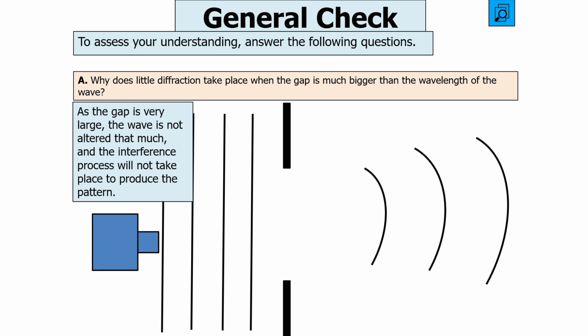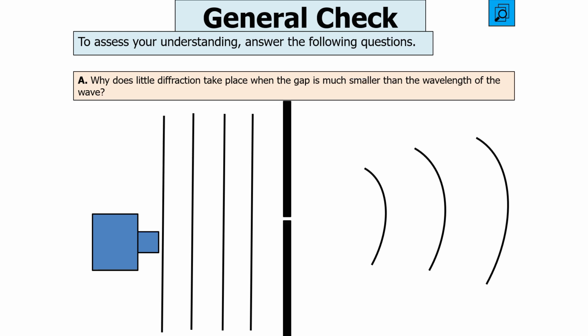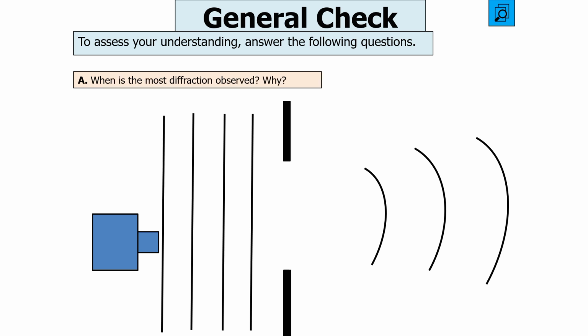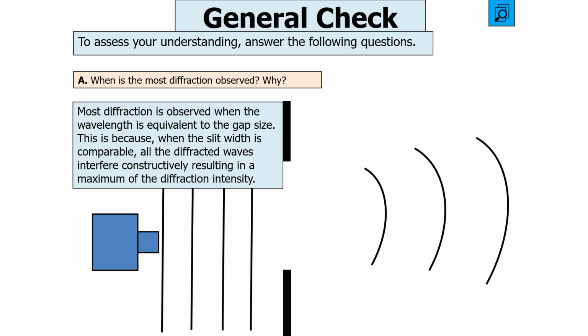The next question says, why does little diffraction take place when the gap is much smaller than the wavelength of the wave? So pause the video now, then unpause the video when you want to go through your answer. Well, as the gap is very small, most of the wave will be absorbed by the wall, and then not enough of the wave will be present on the other side to form a strong diffraction pattern. The next question says, when is the most diffraction observed and why? So pause the video now, then unpause the video when you want to go through your answer. Well, most diffraction is observed when the wavelength is equivalent to the gap size it passes through.